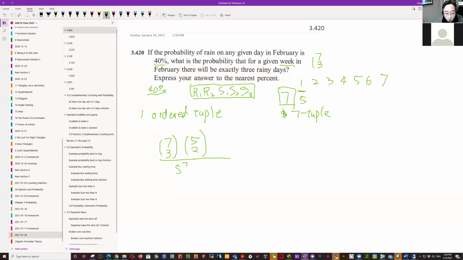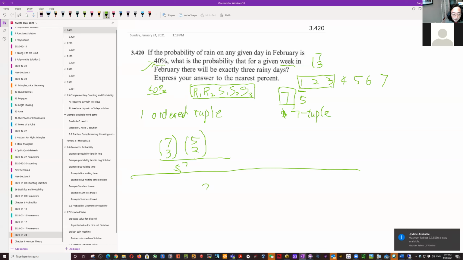Yeah. Let me cross out this one. Let me just use the probability way. The probability way is much easier. So if we do the probability way, we need to choose 3 days that are rain.